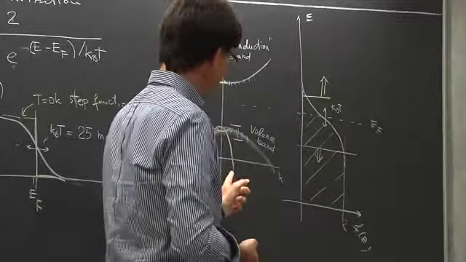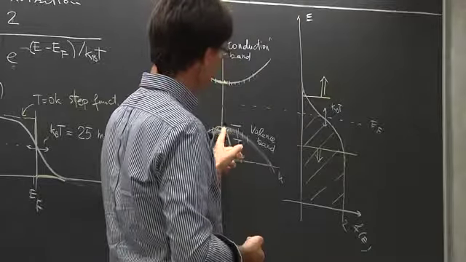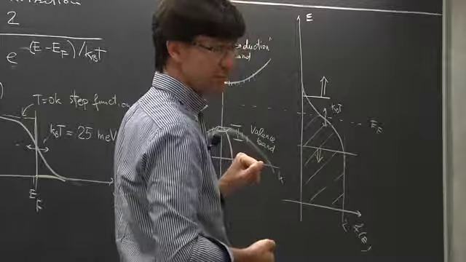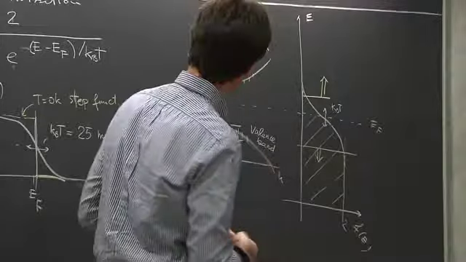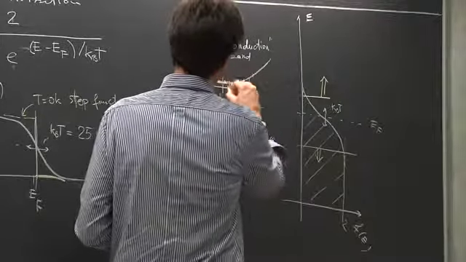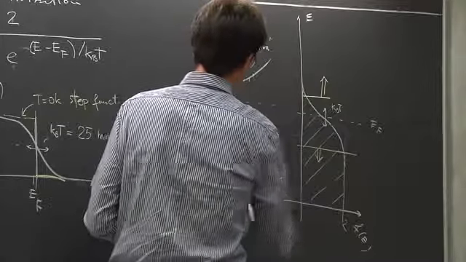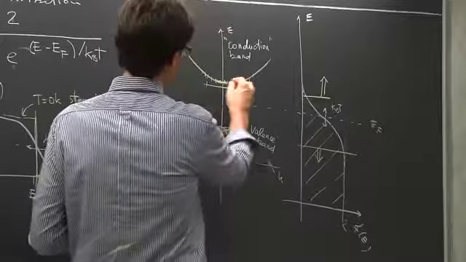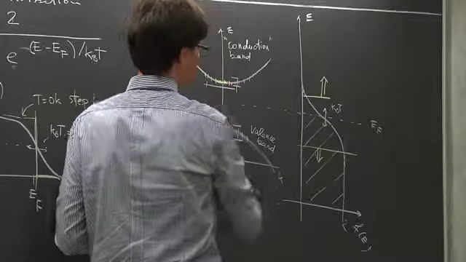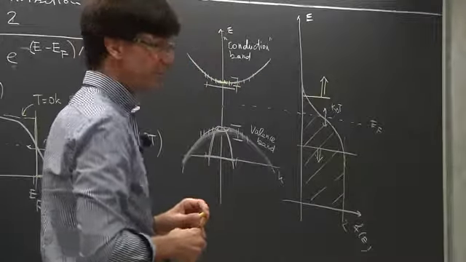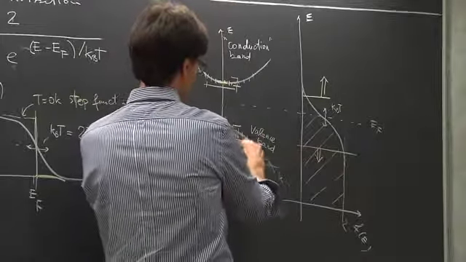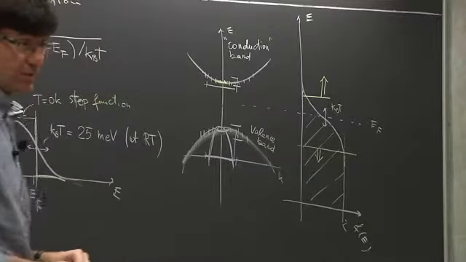If the band is very steep, I will have a smaller number of states here in the same interval of energy than here, right? Take a fixed width of K, where I have the same number of states. Here the states will be localized in a very small window of energy. And here, if I take the same width of K, the states will be localized in a very large window of energy.